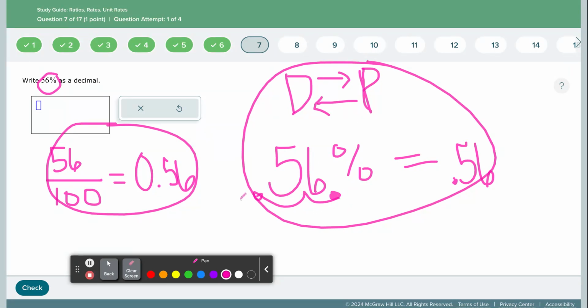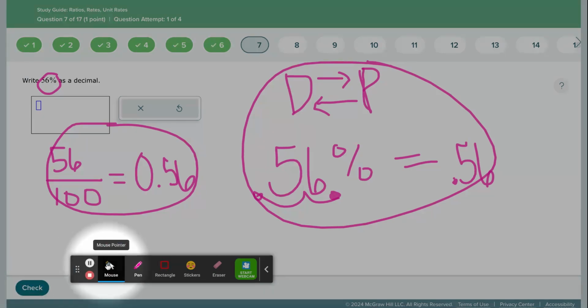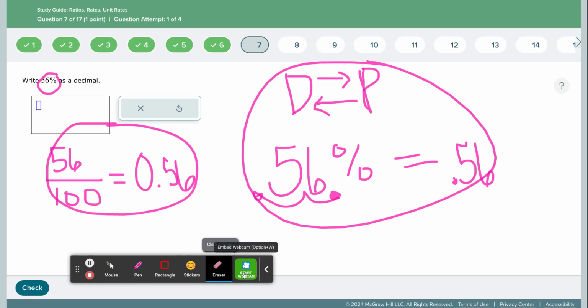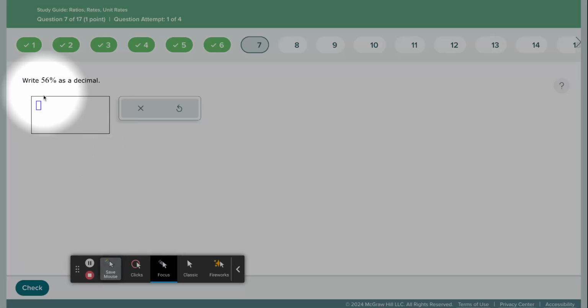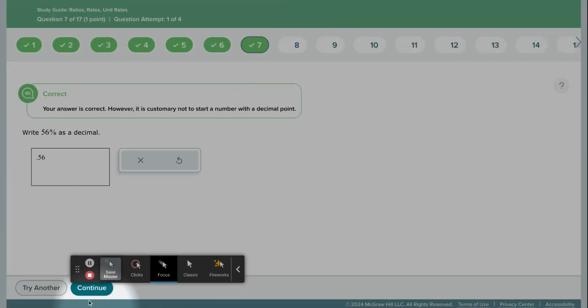Some kids are great at just moving the decimal point around and they remember that rule. Other kids really need to think about it in terms of what it means to help them through. I'm good with either one. Okay? I didn't even write something. Let me put my little answer. So it's 56 hundredths and we're moving on. Okay. So that's one type of problem.